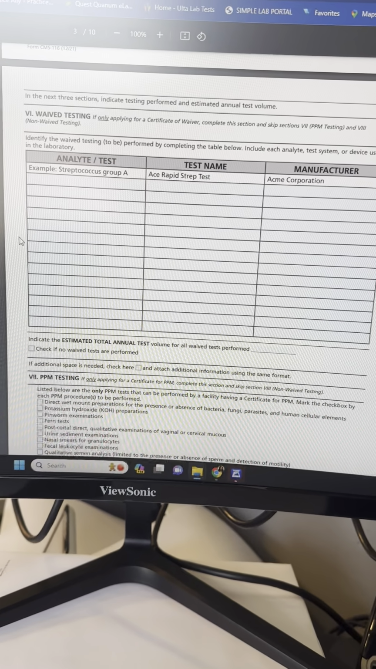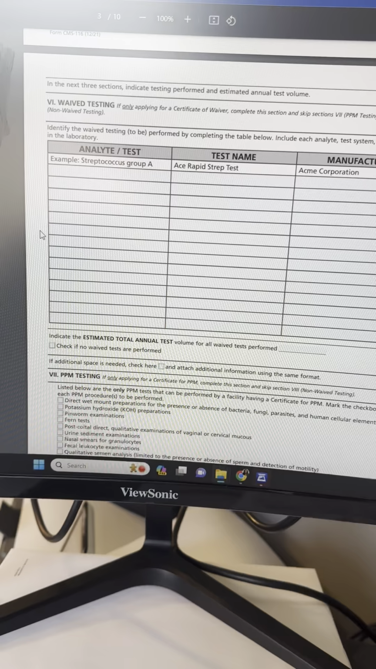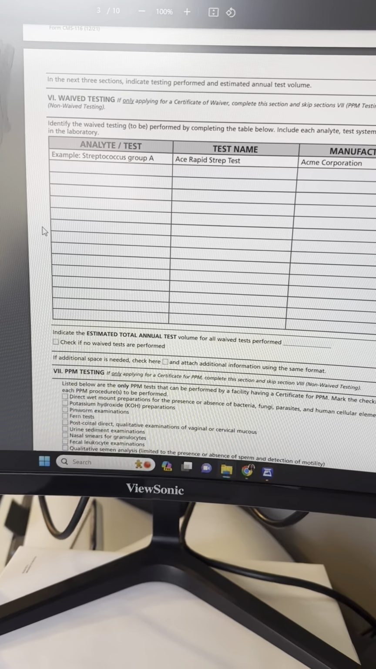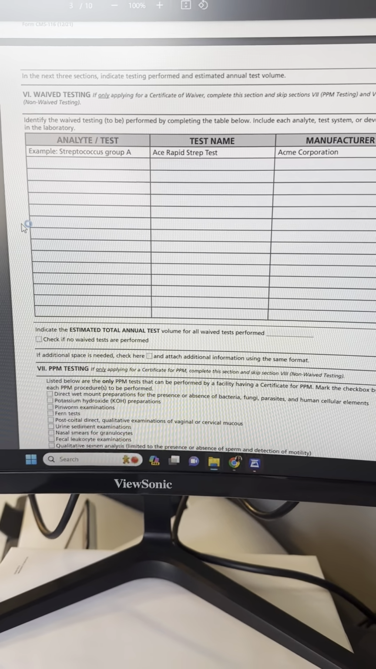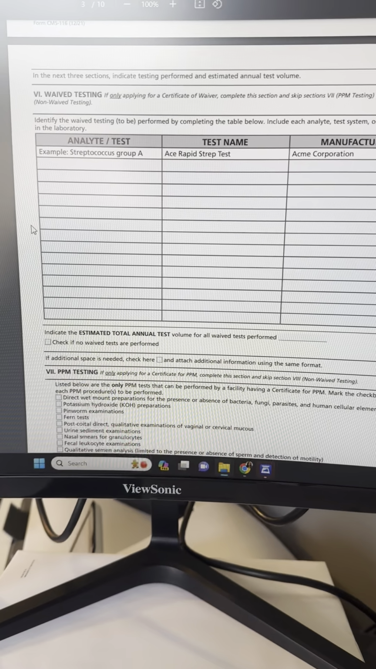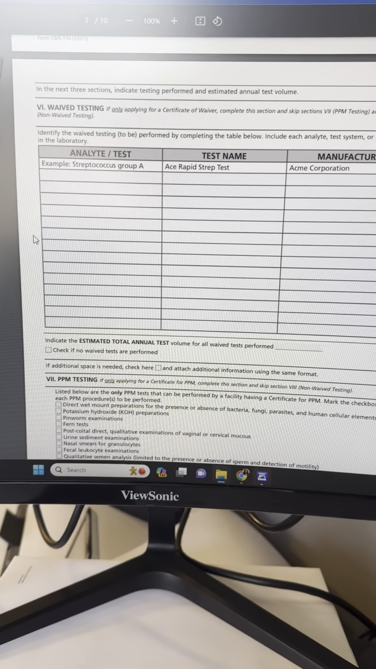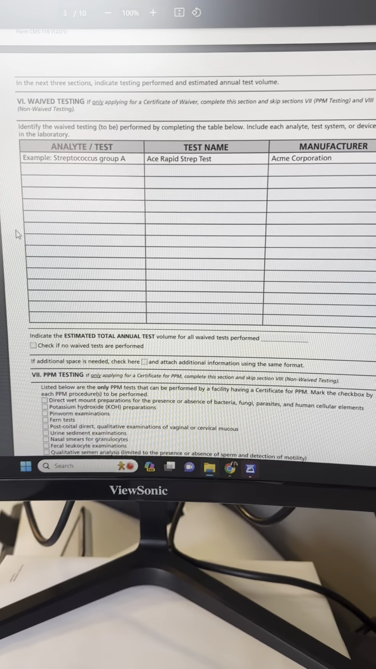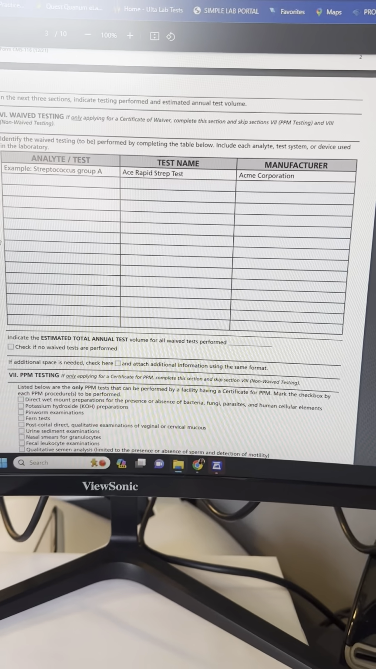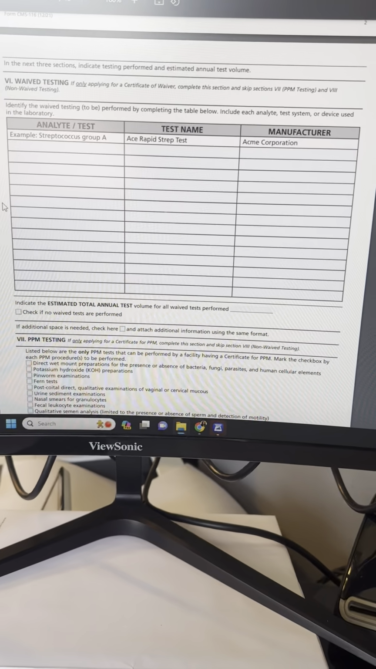Types of tests. Okay, so I know a lot of people are asking about this, right? So these are the tests. They gave you an example. These are the tests that you're going to be performing mobilely or in your office. Okay, so this is what people get confused about, and they have a lot of questions.